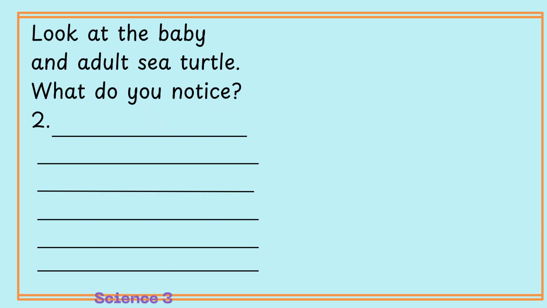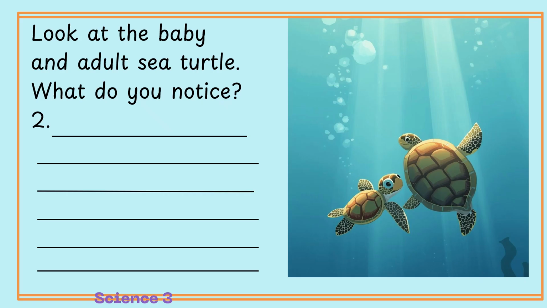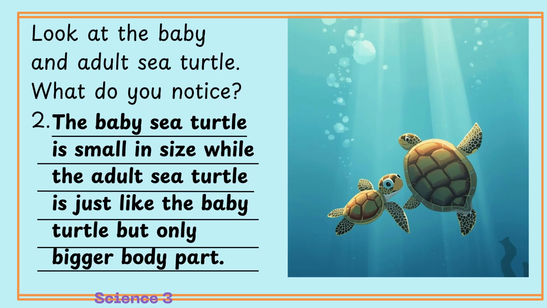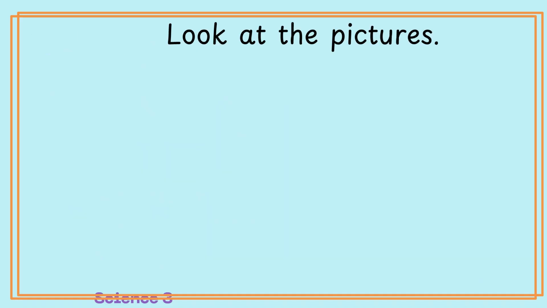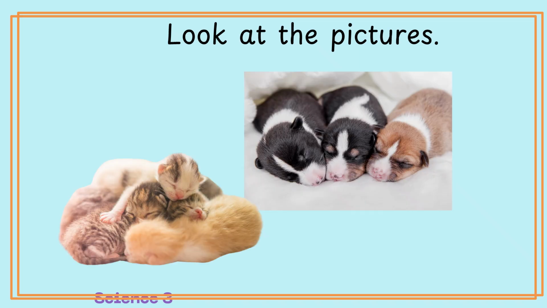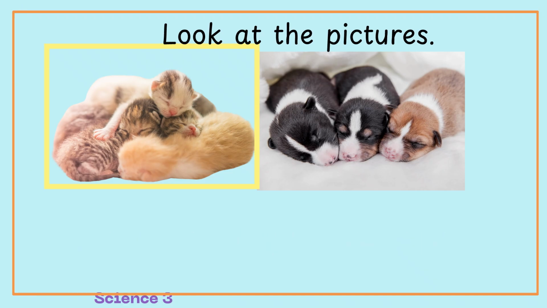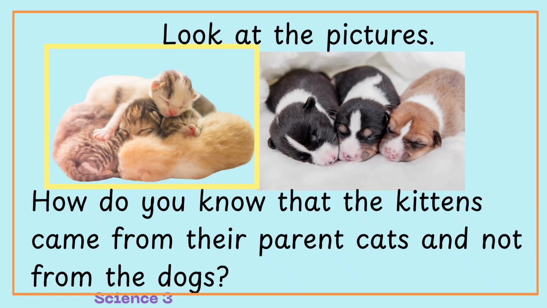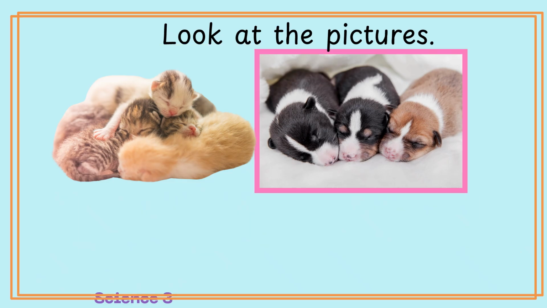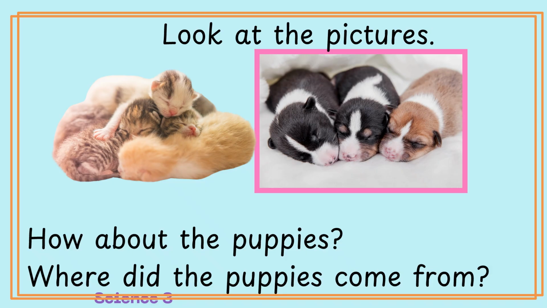Look at the baby and adult sea turtle. What do you notice? The baby sea turtle is small in size, while the adult sea turtle is just like the baby turtle but only with bigger body parts. Look at the pictures. Where do kittens come from? How do you know that the kittens came from their parent cats and not from the dogs? How about the puppies? Where did the puppies come from?